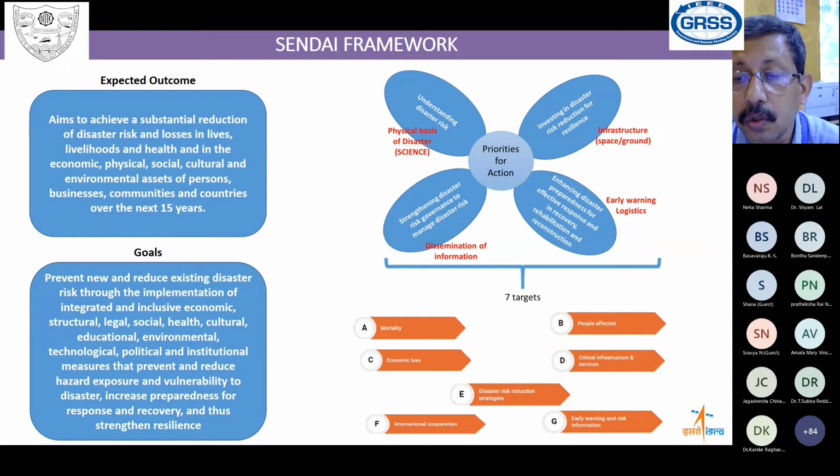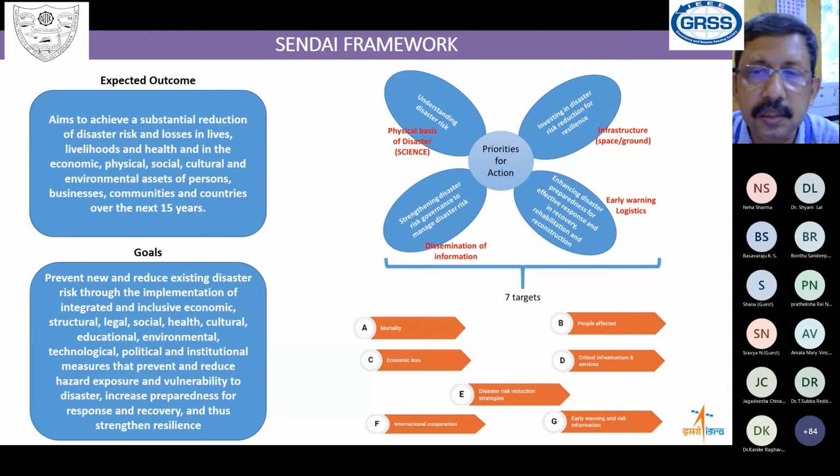That is to reduce the mortality due to disasters, reduce the number of people affected due to disasters, reduce the economic loss due to disasters, and to reduce the damage to critical infrastructure and to develop critical infrastructure. And all of these were to be done through increased international cooperation, disaster risk reduction strategies, and early warning and risk information systems.